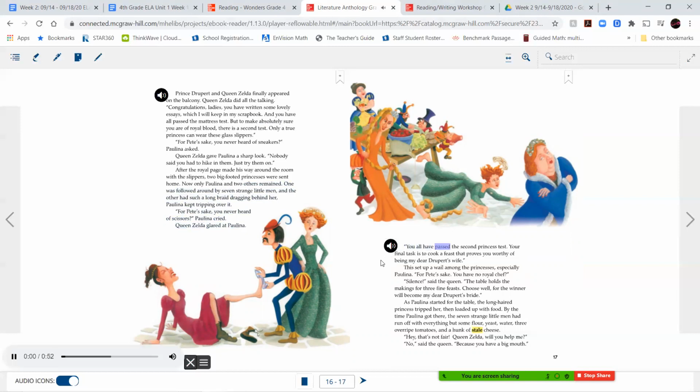You all have passed the second princess test. Your final task is to cook a feast that proves you worthy of being my dear Drupert's wife. This set up a wail among the princesses, especially Paulina. "For Pete's sake, you have no royal chef?" "Silence," said the queen. "The table holds the makings for 3 fine feasts. Choose well, for the winner will become my dear Drupert's bride."